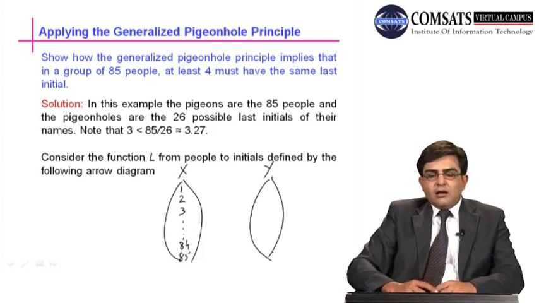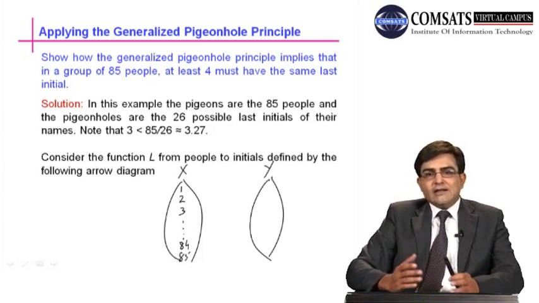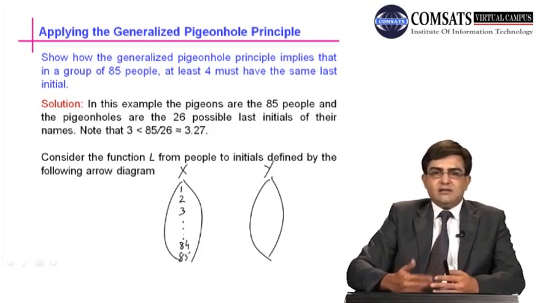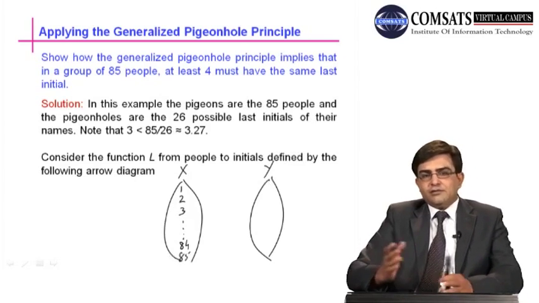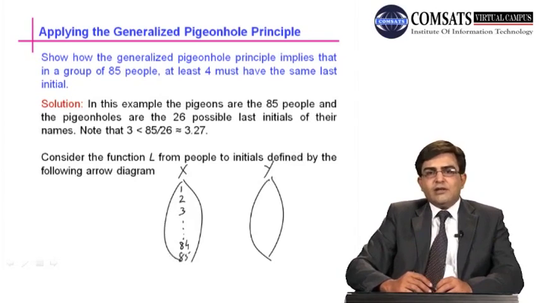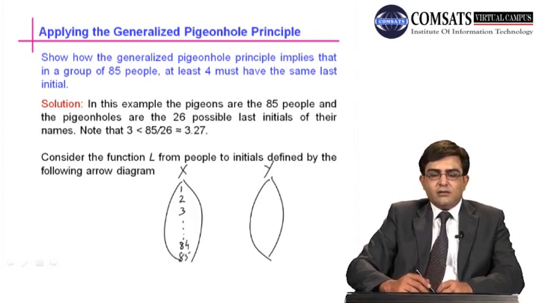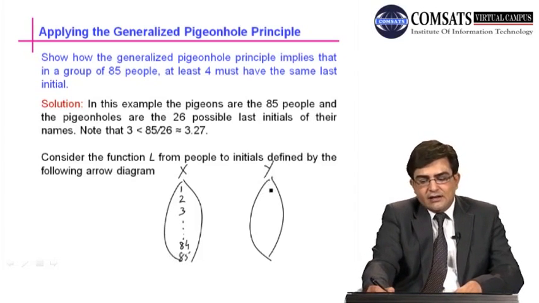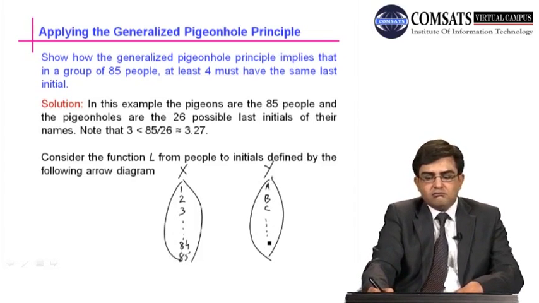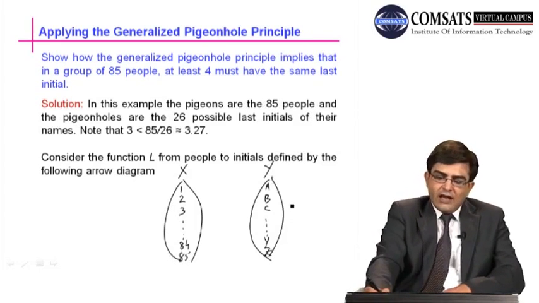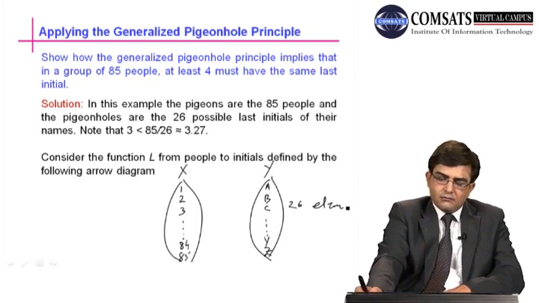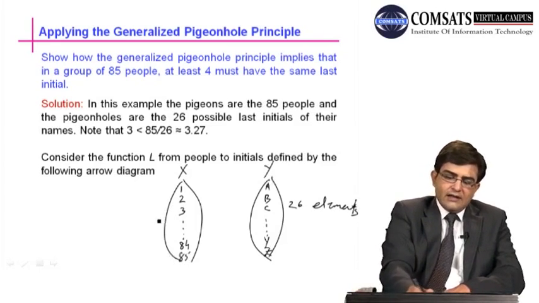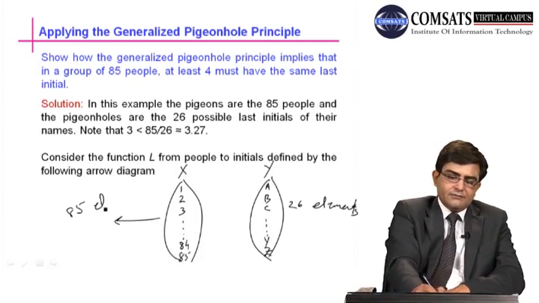What are the possibilities? What could be the last initial? It could be A, B, C, D, E, F, G, H, I up to Z. So the last initial could be any alphabet among the 26 alphabets. So the codomain set must be A, B, C, D up to Y and Z. So here we have 26 elements and here we have 85 elements.